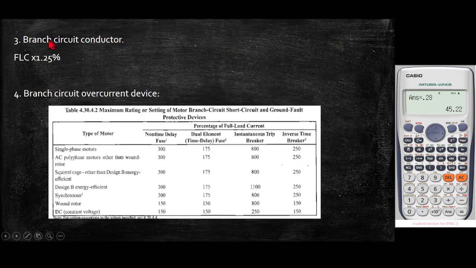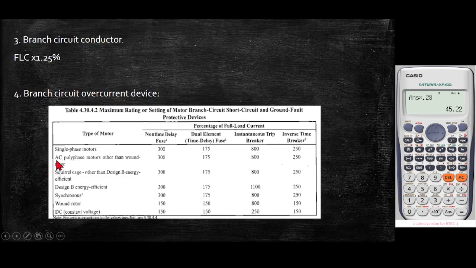Okay, so yung branch circuit natin, yung ampacity ng wire, so that is 1.25 times the full load current of the motor. Yung sa branch circuit naman na gagamitin, yung overcurrent device, yung breaker or yung short circuit protection natin or ground fault protection, nakadepende kung anong klase yung gagamitin natin na device. So if that is a non-time delay fuse, a dual element delay fuse, an instantaneous trip breaker or the inverse time breaker. So kapag single phase, ito yung kanyang mga percent na ita-times natin sa full load current.